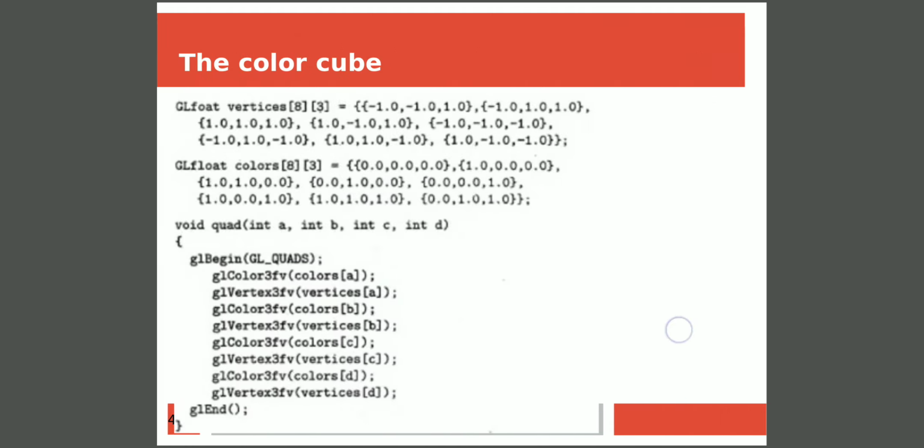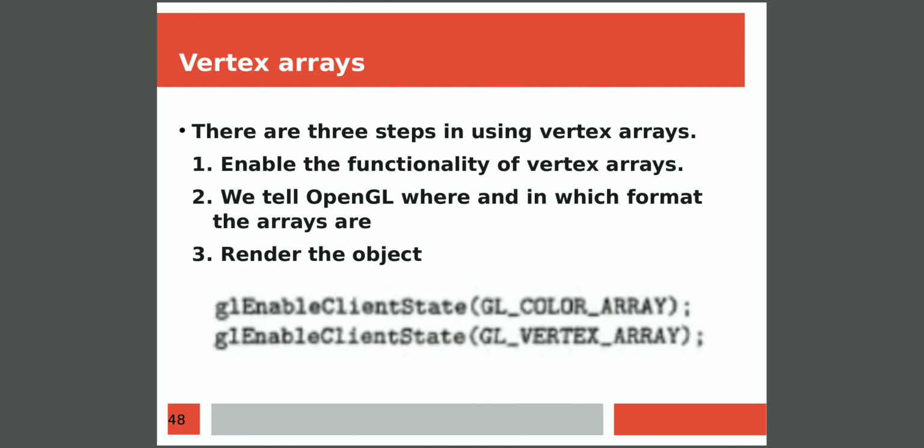Now we are going to look at the implementation of such a vertex array representation. If we are going to implement the color cube with a vertex array data structure, then we are supposed to follow 3 steps in total. Among those, the first step in the implementation is to enable the functionality of vertex arrays.